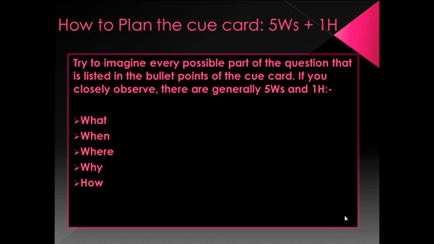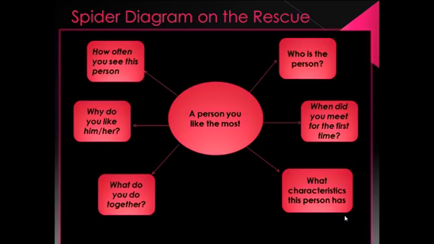You should not miss the answer of any question in your cue card that you're being asked about. Okay. So what are the 5 W's and 1 H? Let's see. What, when, where, why, who, and how. These are the 5 W's and 1 H.